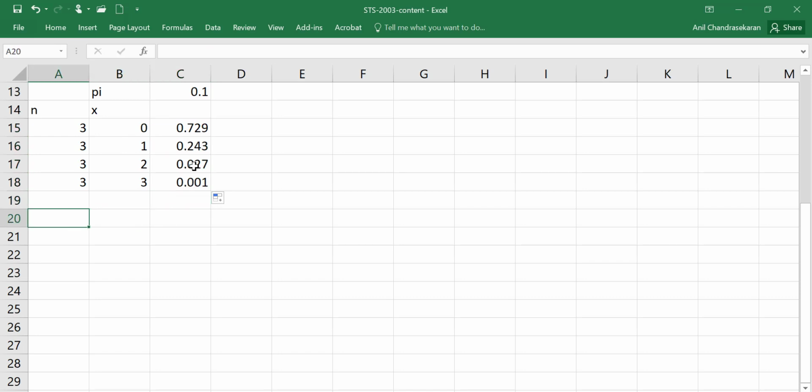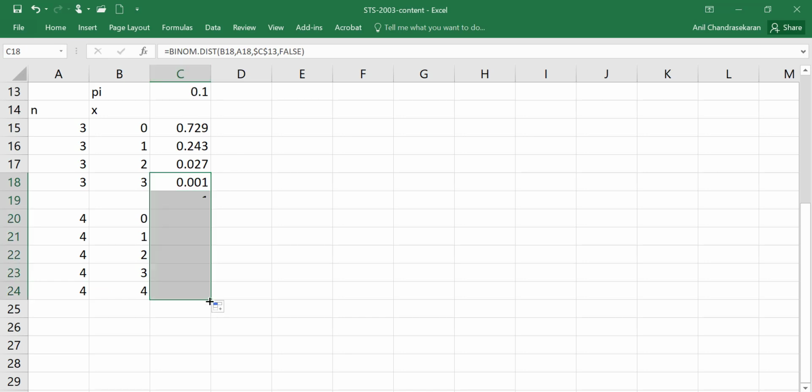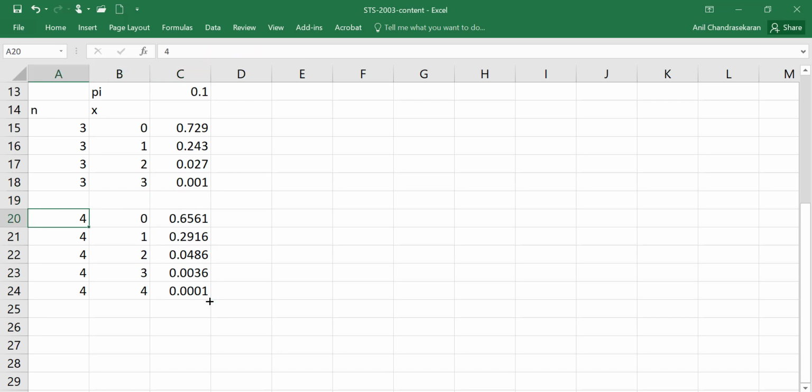Supposing if you want to do it for, let's say, n is equal to 4. So x can take value 0, 1, 2, 3, 4. N remains to be the 4 at all points. And now if I use the same probability of 0.1, I just drag this down. Now there I have this particular probability distribution for n equal to 4, for different values of x, and pi remaining the same, 0.1.